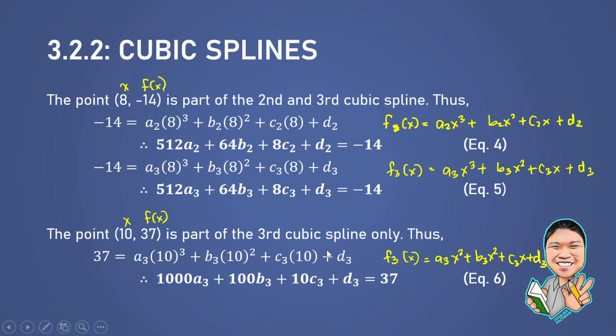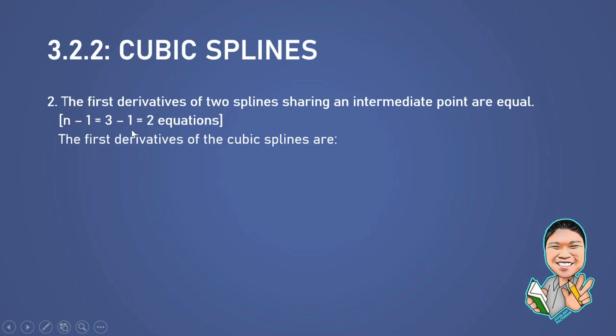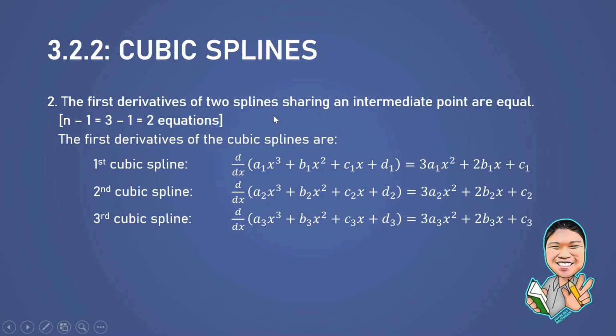And dahil nakaderive na nga tayo ng anim na equation, ibig sabihin, pwede na tayong mag-proceed sa step 2. Okay? Kasi nga, 'di ba, yung step 2 natin is yung first derivative of two splines sharing an intermediate point are equal. So, we are going to derive two equations here. So, the first derivative of the splines are, so, dito, i-flash ko na lahat. All you need to do is to take the derivative, diba? So, ito yung first spline, ito yung second spline, and ito yung third spline.